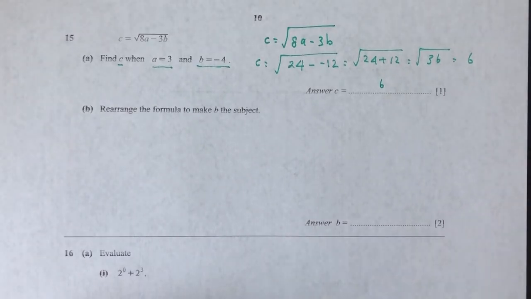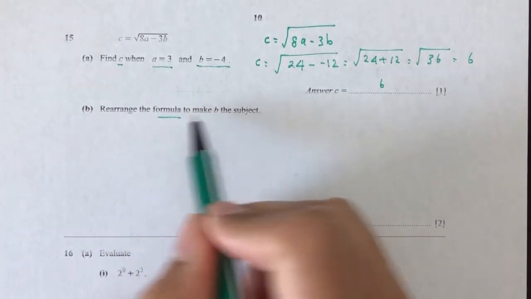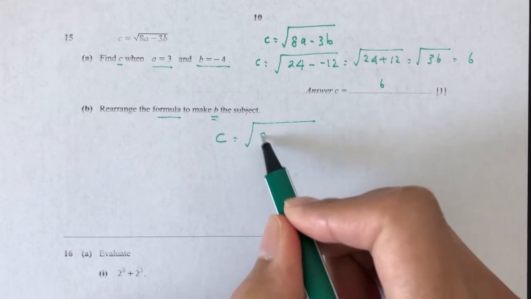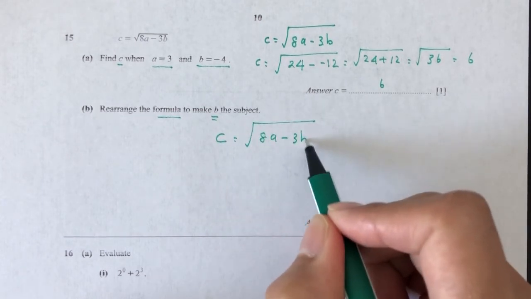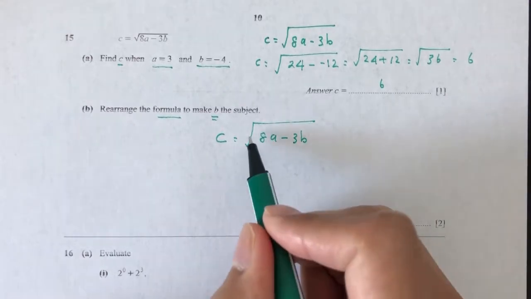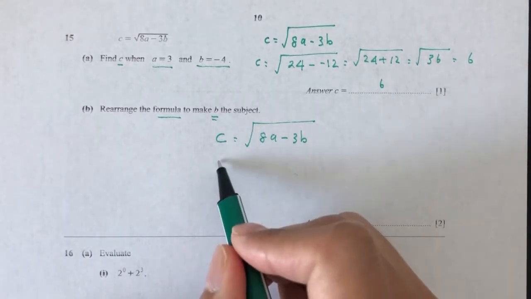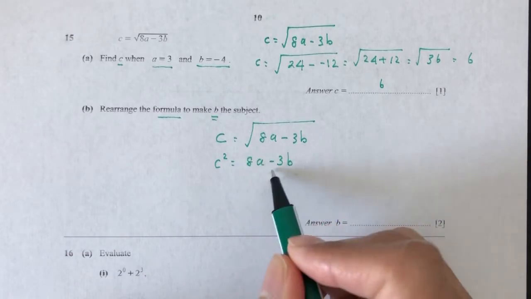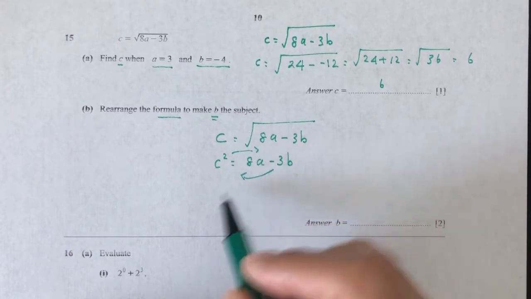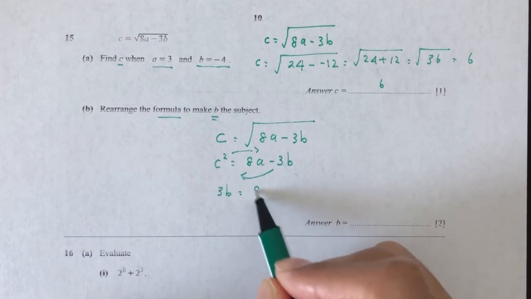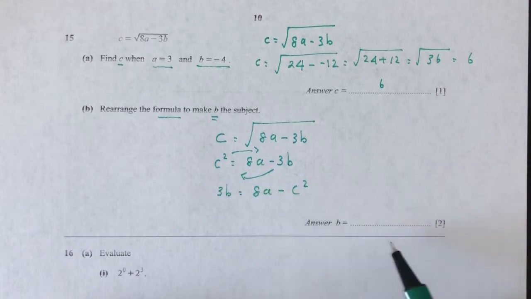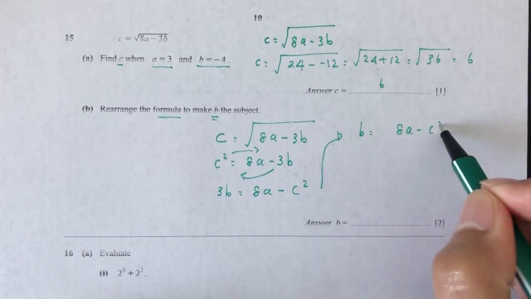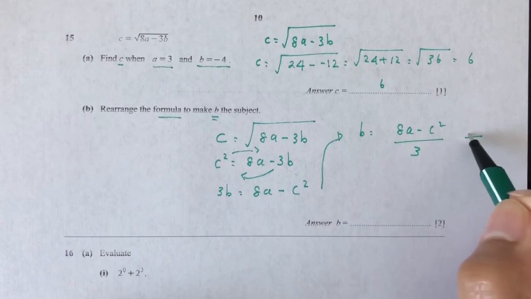So now moving on to part B, rearrange the formula to make b the subject. The formula is C equals the square root of 8a minus 3b. So the first thing we do is we send the square root to this side. It will become C squared equals 8a minus 3b. We send this one over here and this one over here. We have 3b equals 8a minus C squared. So b will be 8a minus C squared, divided by 3. And that is your answer for part B.